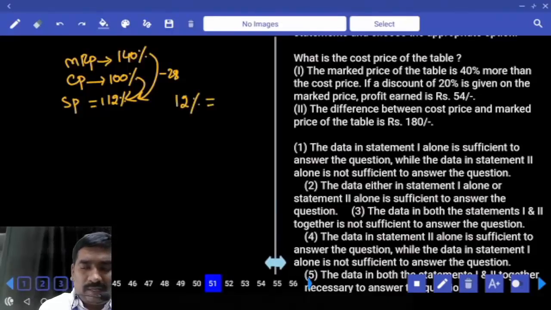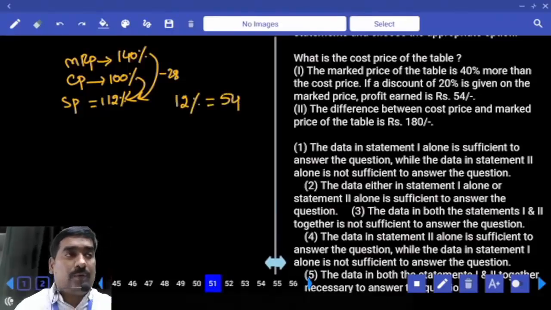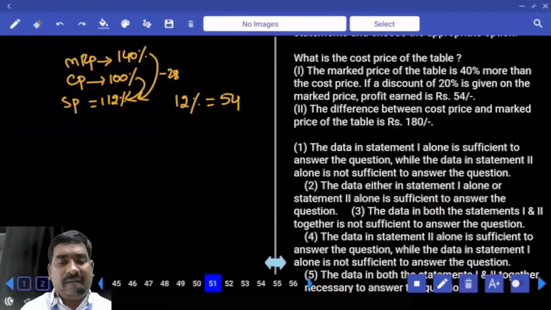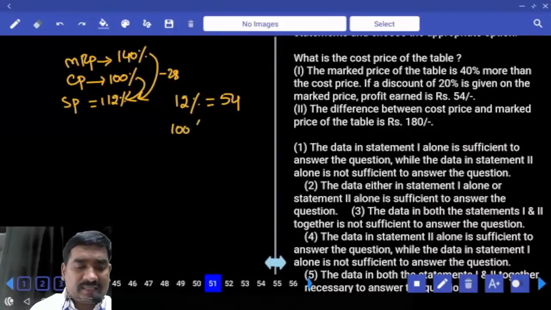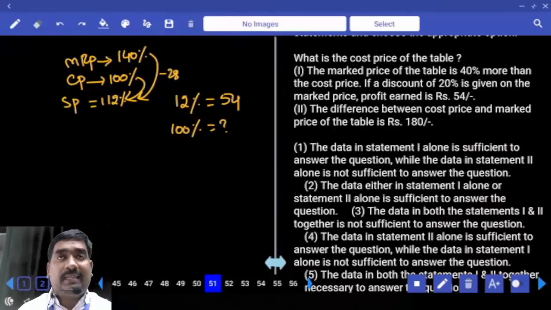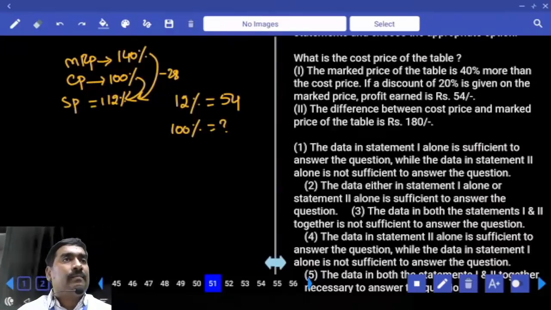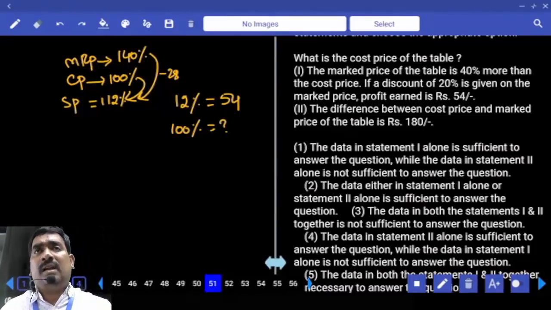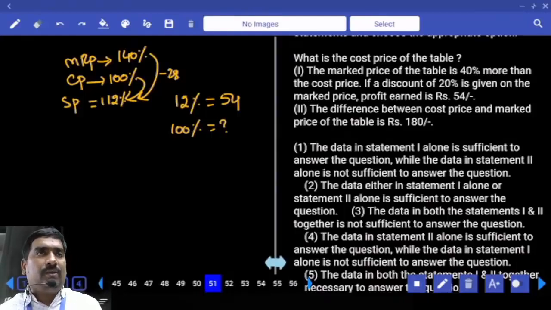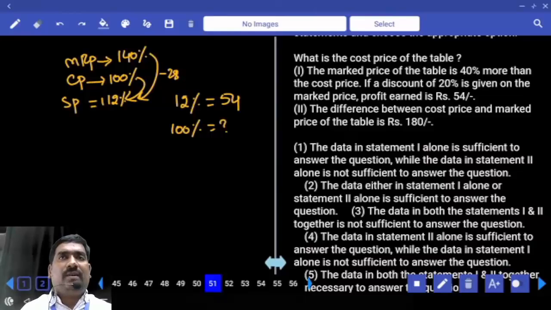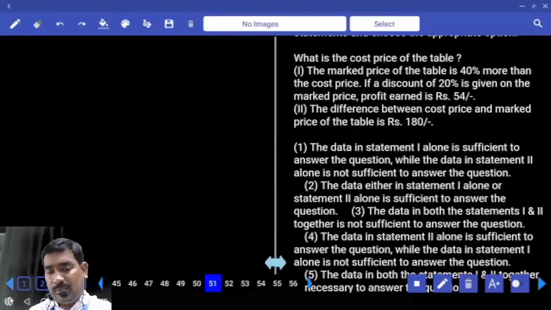That 12% value they gave as 54 rupees. Asked to find the cost price, means 100% is how much? You will get the answer or not? First statement alone we can say the answer. Second statement: Difference between cost price and market price is 180. I don't know what is market price. Without knowing market price, we can't say what is cost price. Only one alone possible.